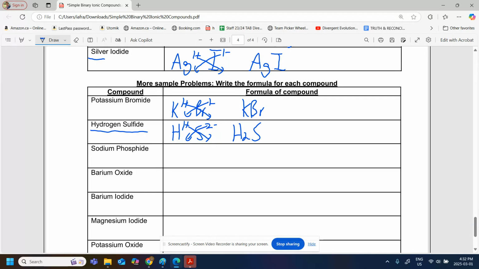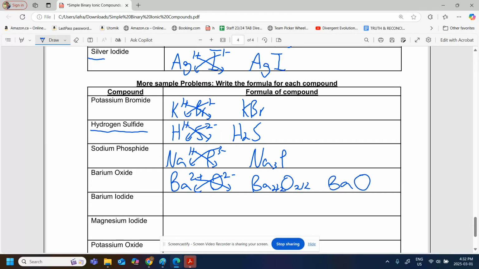Let's focus on those other ones, though. So sodium phosphide. Sodium is Na 1 plus, phosphide 3 minus. Crisscross, you get Na3P1, but you don't have to write the 1. Barium oxide, very similar to calcium oxide, Ba 2 plus, O 2 minus. It's already balanced charge-wise, so you would just have BaO, but if you do crisscross, you do Ba2O2, reduce, and you get Ba1O1, but you don't have to write 1, so BaO.